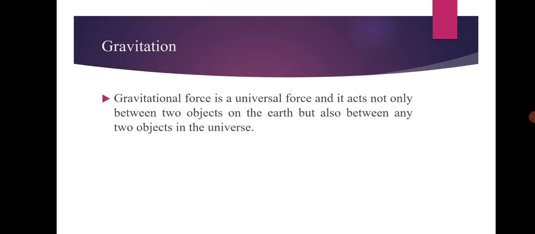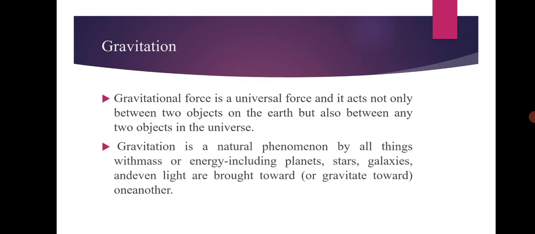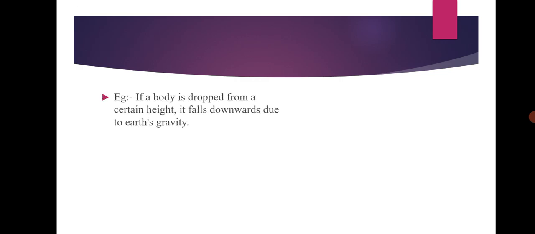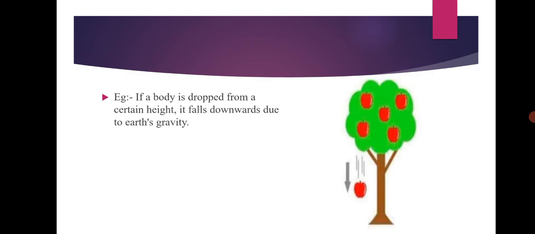Gravitational force is a universal force and it acts not only between two objects on the earth but also between any two objects in the universe. Gravitation is a natural phenomenon by which all things with mass or energy, including planets, stars, galaxies, and even light, are brought toward or gravitate toward one another. Here we see the example for Earth's gravity. If a body is dropped from a certain height, it falls downwards due to Earth's gravity.